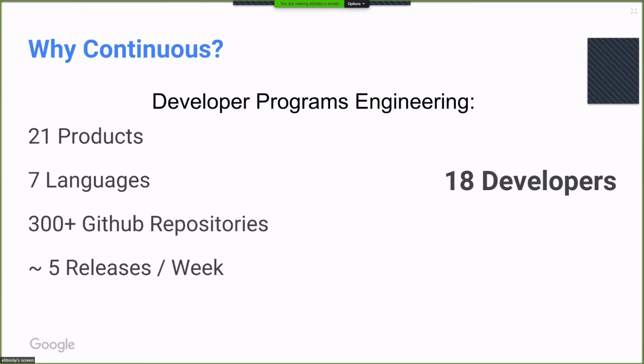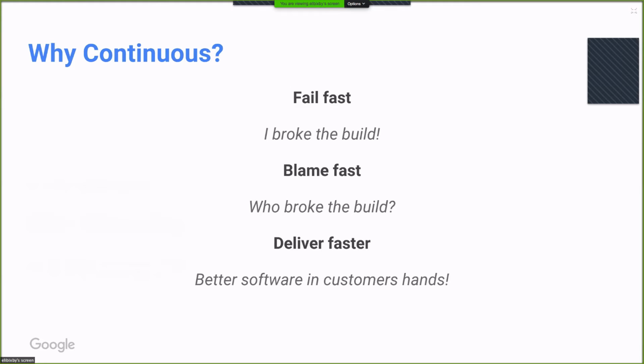So there's no way we could do this without a good continuous integration system. It tells us when an engineering team pushes out a release that breaks all of our sample code. And while it doesn't fix it for us, it gets us part of the way there. So it allows us to fail fast, know when we broke the build, blame fast, know which engineering team broke the build, and that allows us to deliver fast.